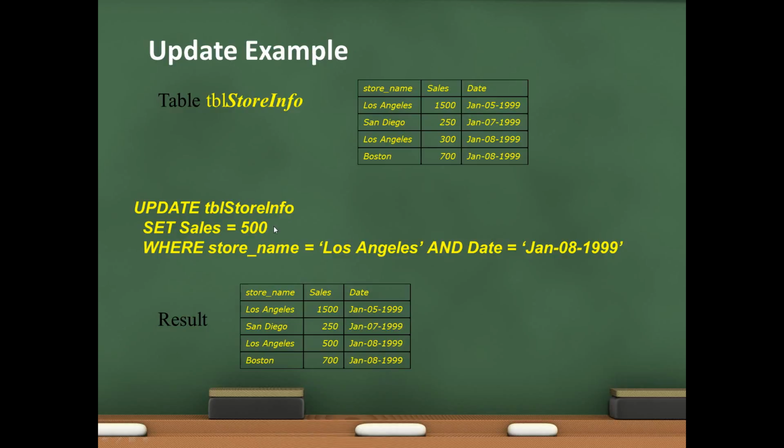So again, it's a very, very powerful statement, but if you did update table store info set sales equal to 500, again, major problem. You don't want to do that. Be very, very careful. I'm very happy that I don't have to create a lot of update and delete statements in applications that I create, only because of the risk to my data. And I'm very, very careful about making backups before I do anything.